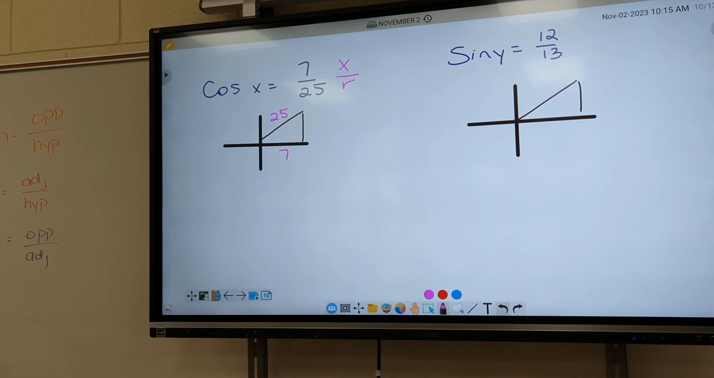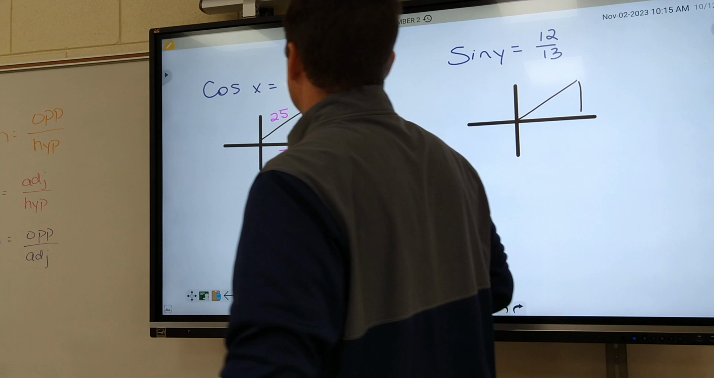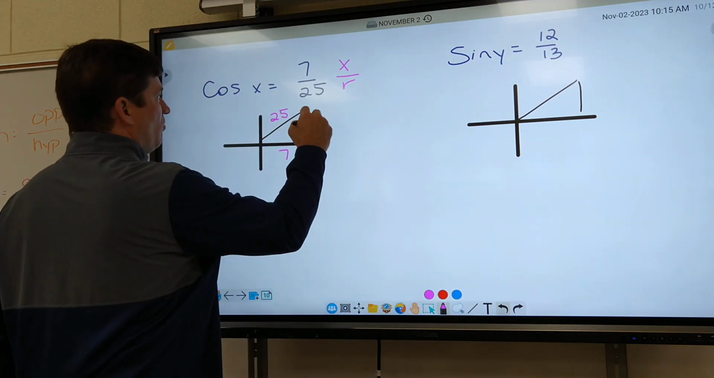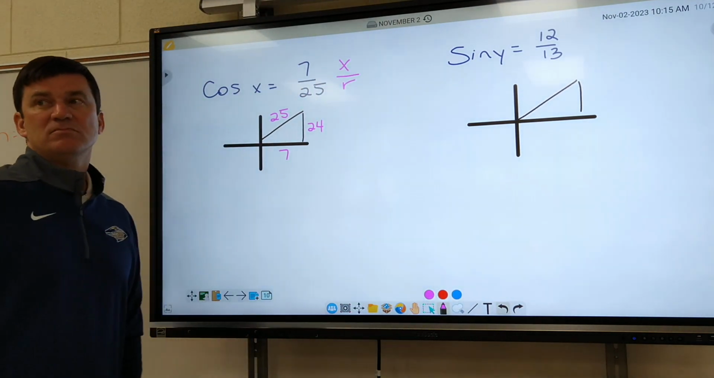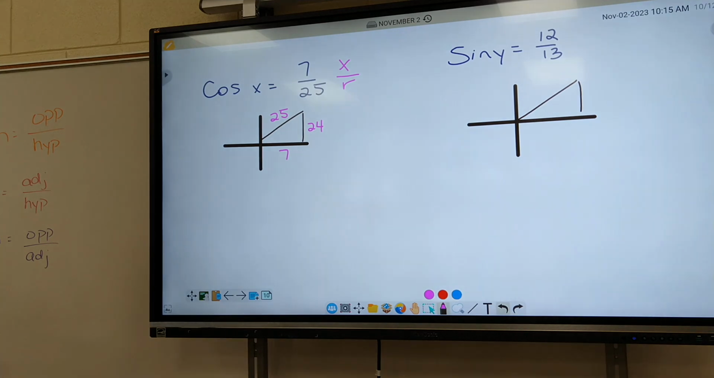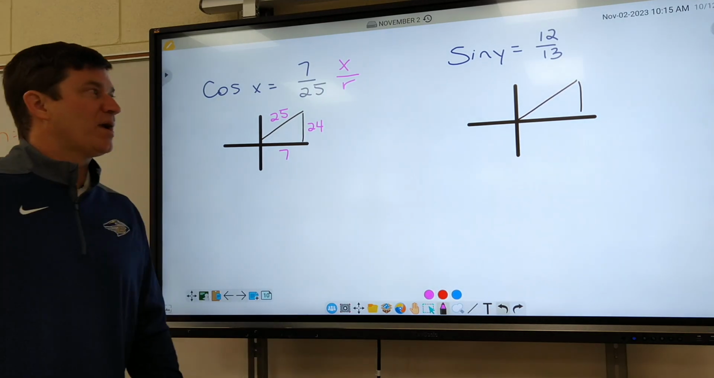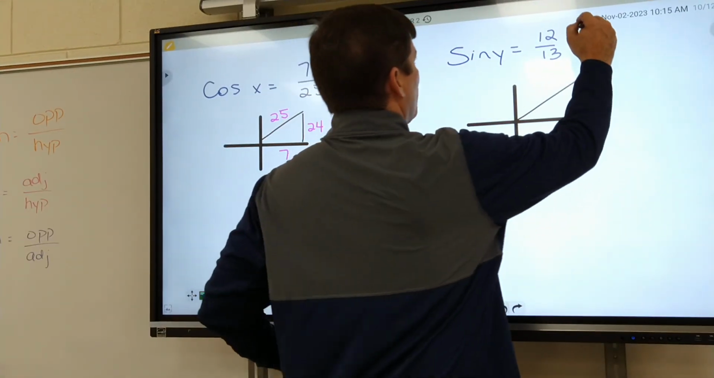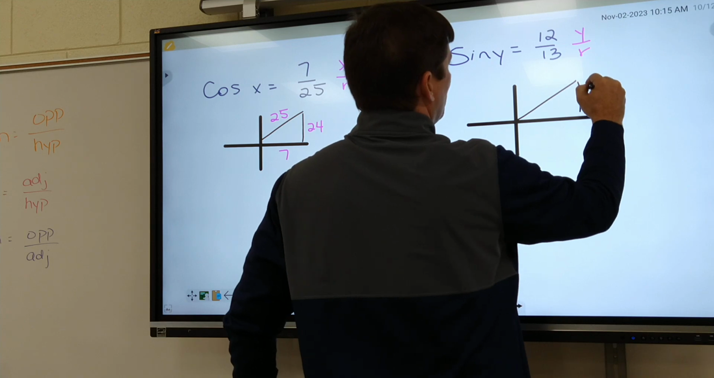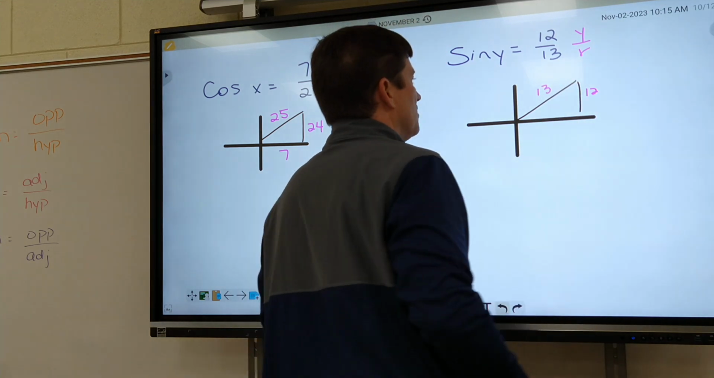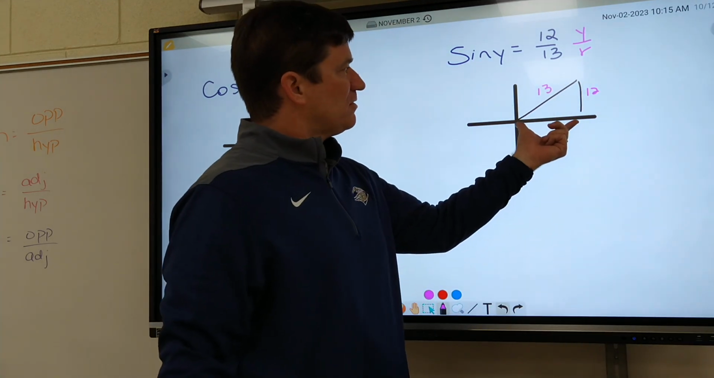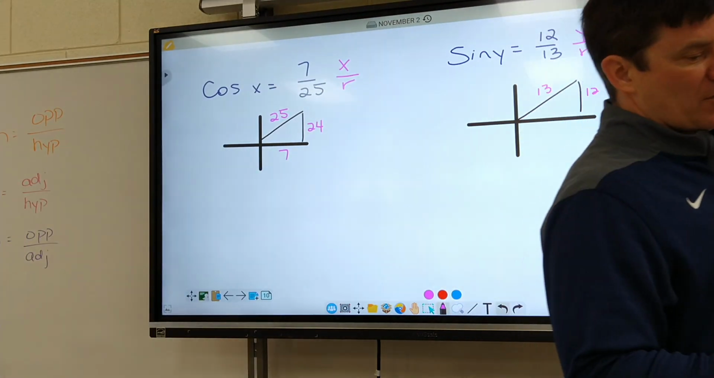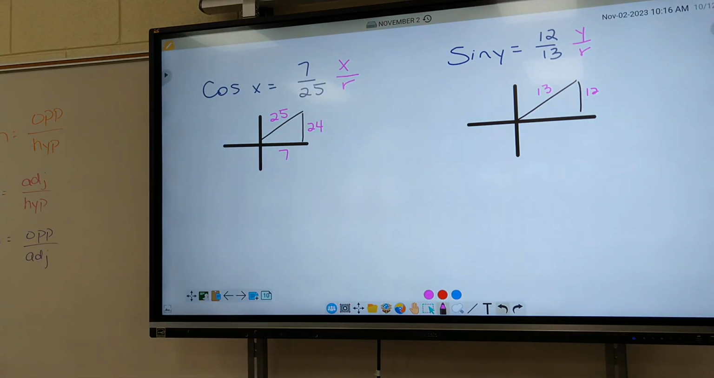I got 24. 24 sounds good, as long as it's not a decimal. I'm not going to give y'all one where it's a decimal. All right, next triangle, Samara, we have to do it the same way. The formula for sine is y over r. So 12 goes here, 13 goes here. Samari, how would I use my calculator to find the missing side? 13 squared minus 12 squared. I got 5.